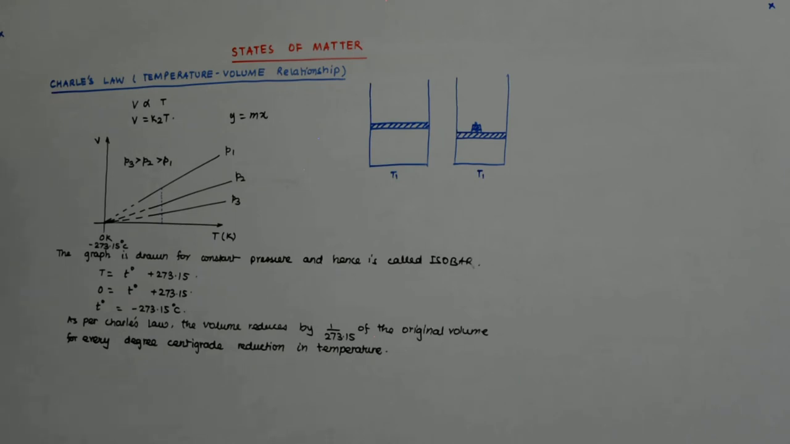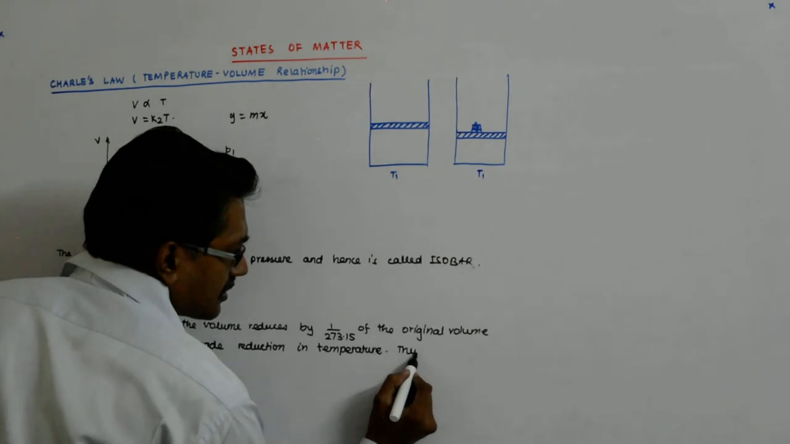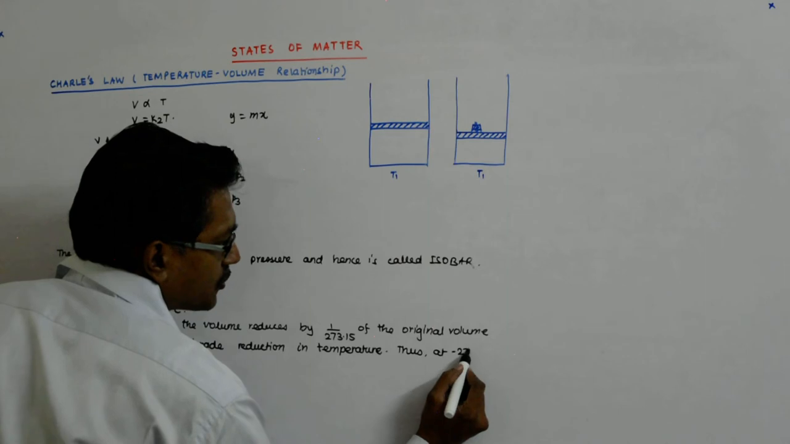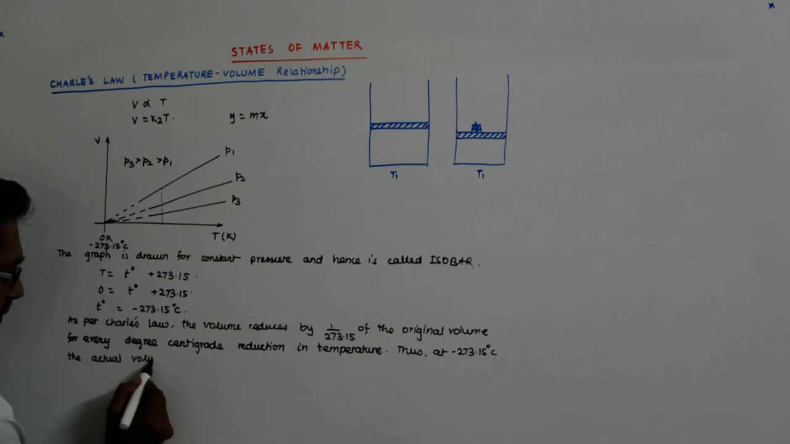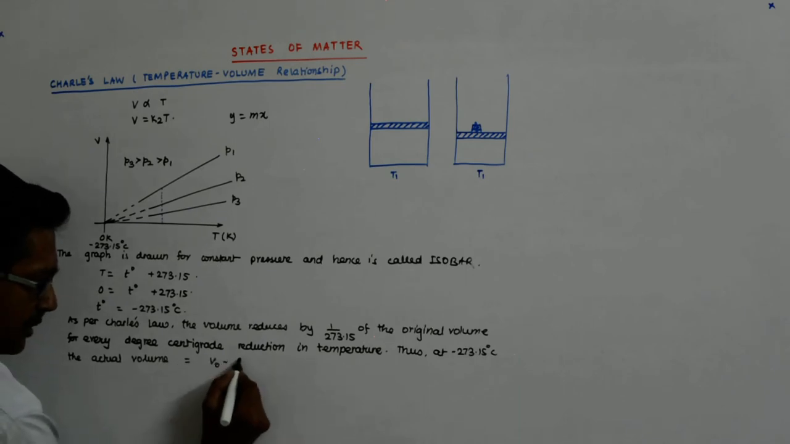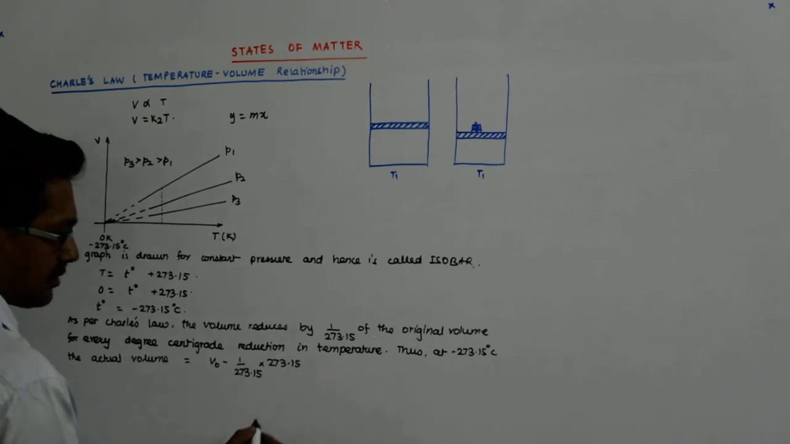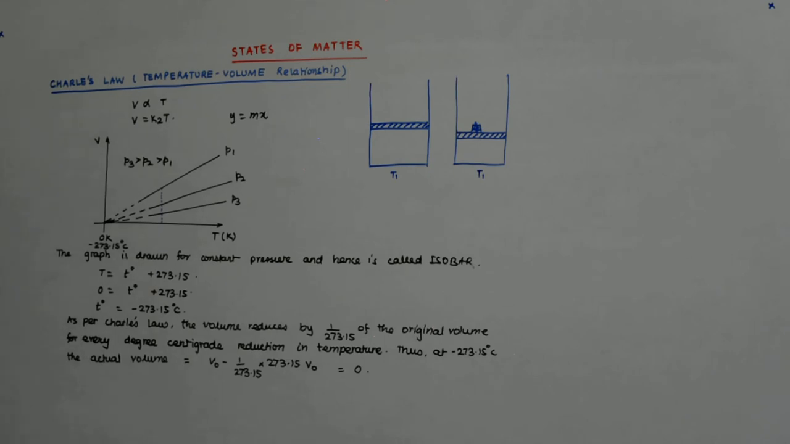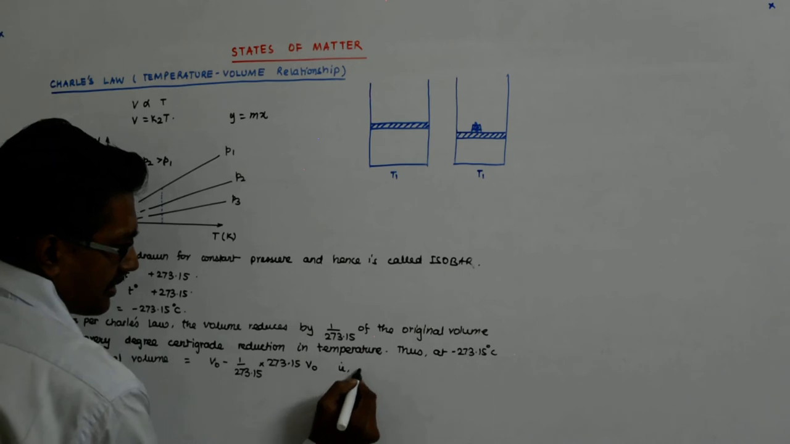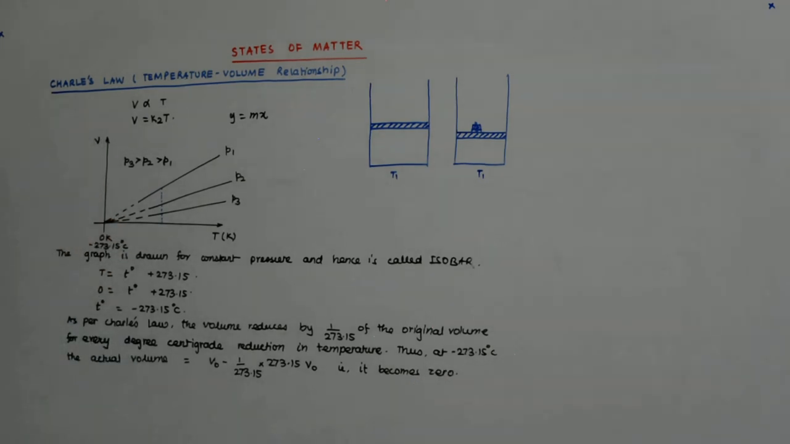So what happens if I go down by 273.15? Thus at minus 273.15 degree centigrade, the actual volume is equal to V naught, the original, minus 1 by 273.15 for every degree, and the temperature has fallen by this much, so it becomes 0. We understand?